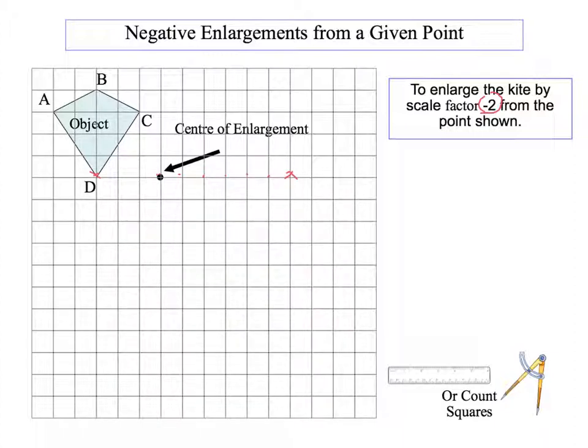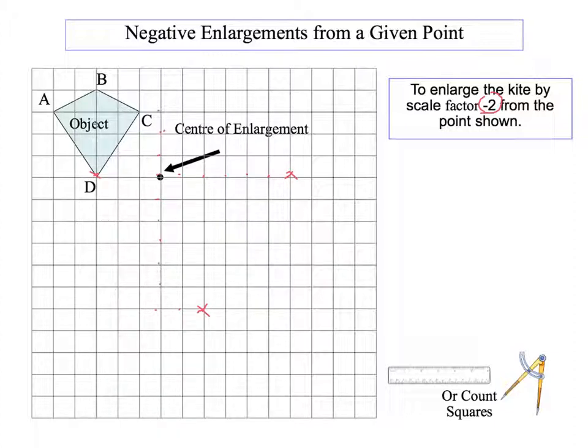Let's try this with the others. C, I go 3 up and 1 to the left. So now I want not 3 but 6 down, and not 1 to the left but 2 to the right. 1 point there.